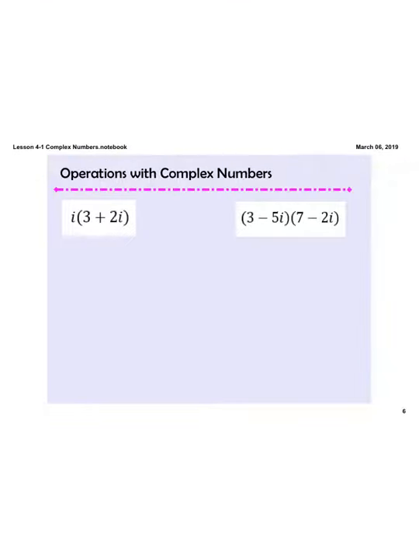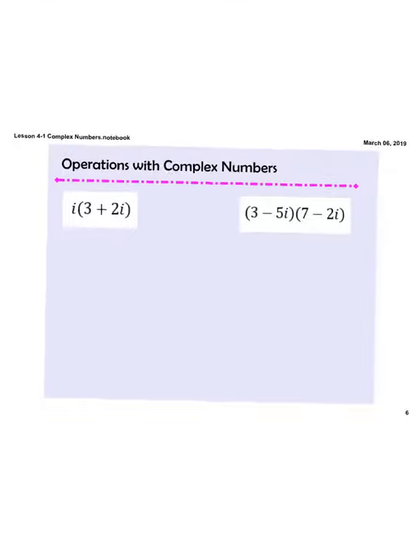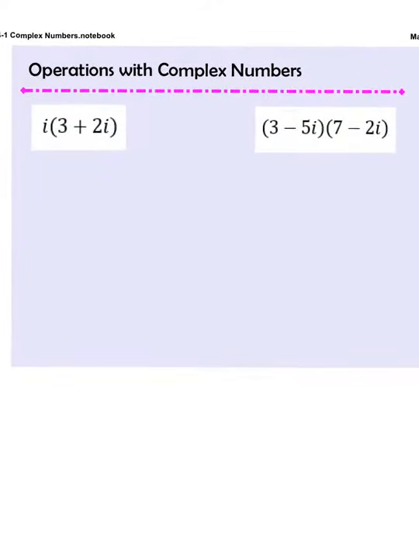Now let's look at multiplying a monomial to a binomial and a binomial times a binomial. So it's no different, again, than operations with an x. So if I were doing x times 3 plus 2x, it'd be the same thing. So exponent rules still apply. So i times 3 is 3i. And then i times 2i is 2i squared.